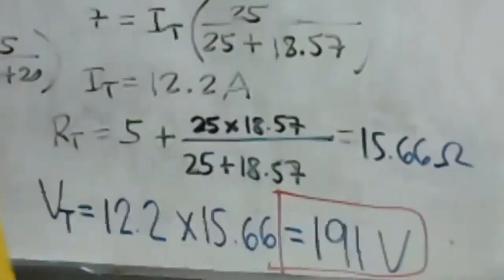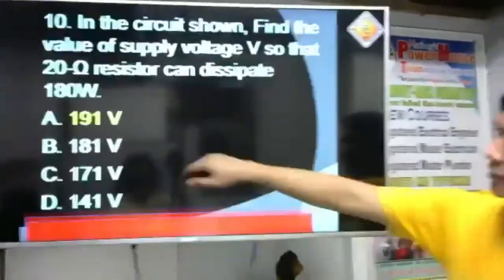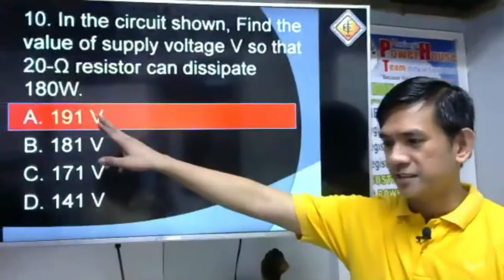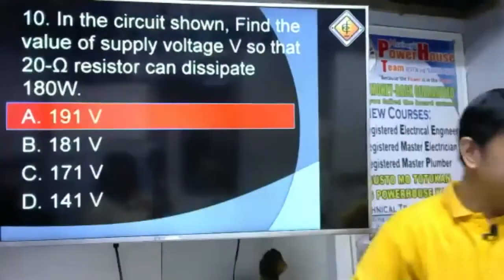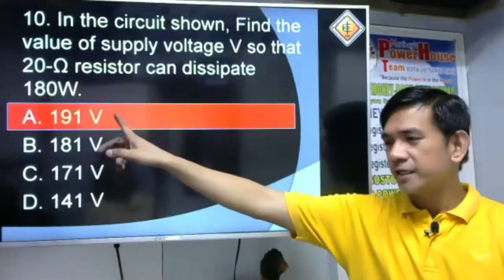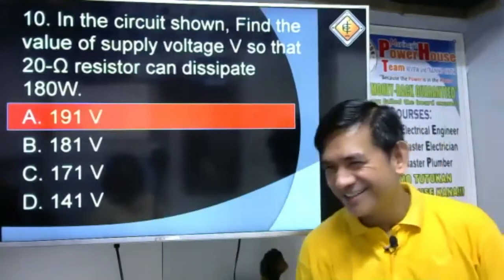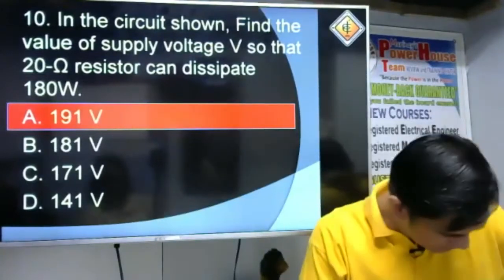Okay, let's take a look here, guys. Come on, let's take a look. The answer would be letter A. See, 191 volts, no? Very hard. Oh, very hard. Is that very easy? No, sir, that's very hard.